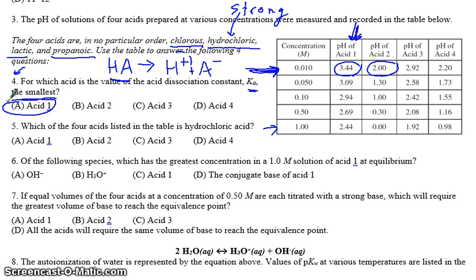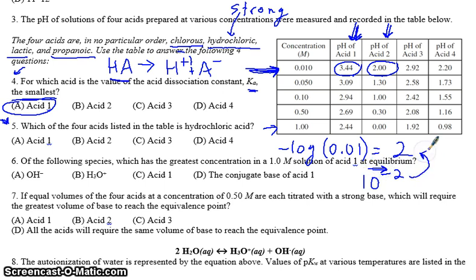Number 5 actually asks the opposite thing. It asks which of the 4 acids is hydrochloric, which means which is the strong acid. Now, this would be the one with the lowest pH, and indeed, this is acid 2, having a pH of 2. In fact, the negative log of 0.01 is 2, because 0.01 is actually 10 to the negative second, and negative log pulls out the power, which gives you the 2. So we know that acid 2 is actually hydrochloric acid.